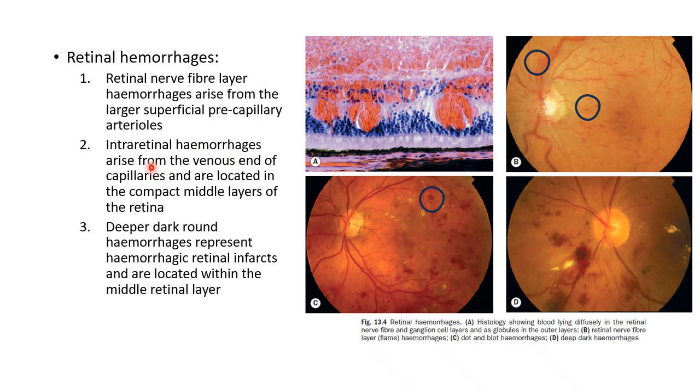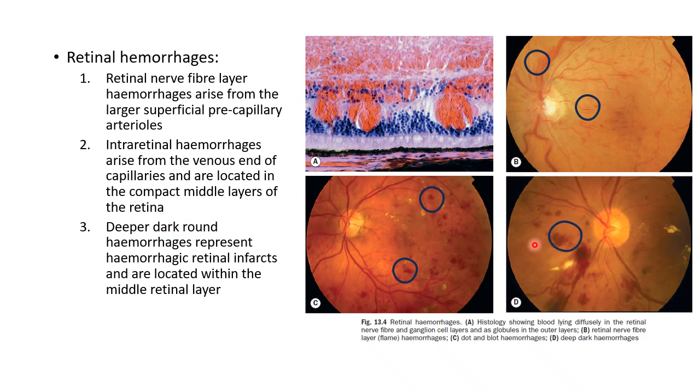Then intraretinal hemorrhages arise from the venous end of the capillaries and are located in the compact middle layers of the retina, the middle intermediate capillary plexus, and they look like this. They look like dots and blots, because they can spread from the center outwards, as there is still some place to spread in the middle layers of the retina. That is the plexiform and the outer plexiform, mostly the outer plexiform and the inner nuclear layers. There is ample space for the blood to spread in a circular fashion, leading to dot and blot hemorrhages. Sometimes you may find deeper, dark, round hemorrhages such as these.